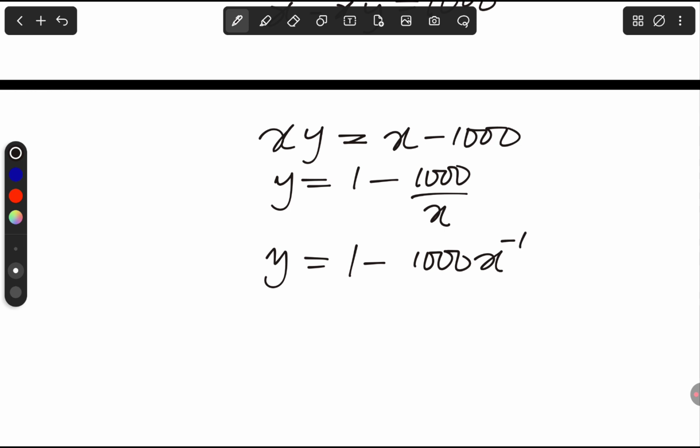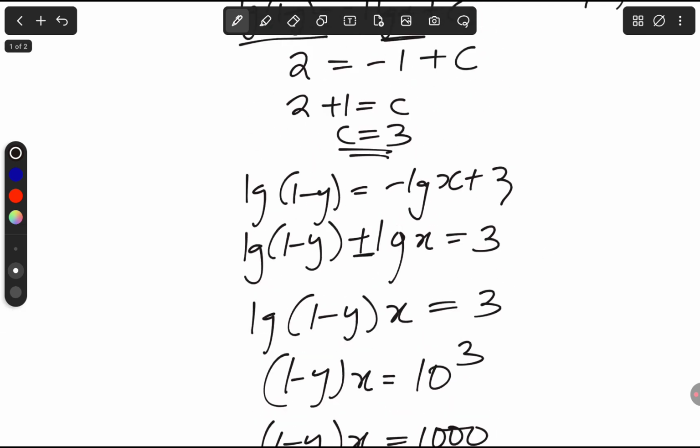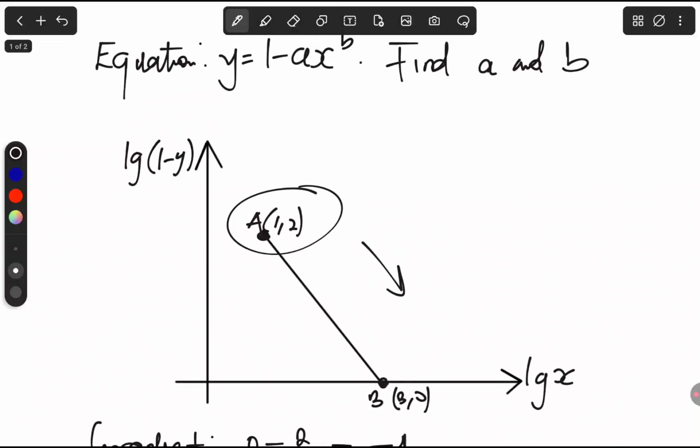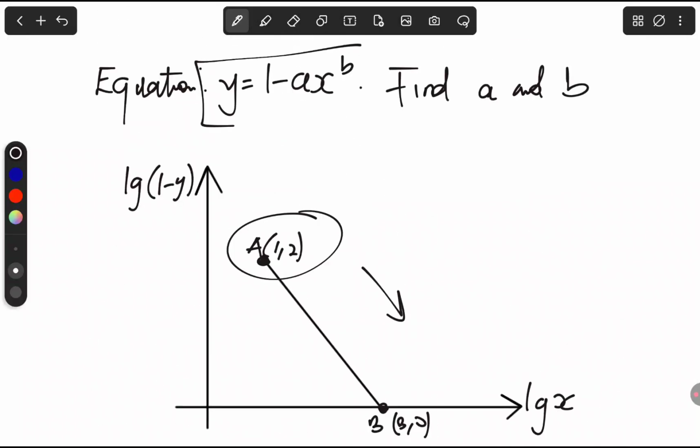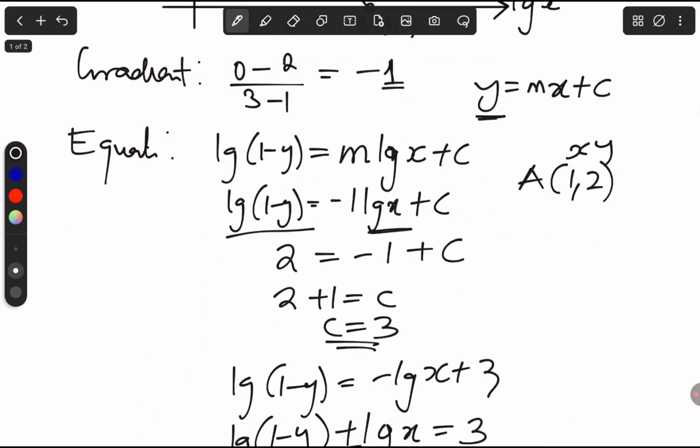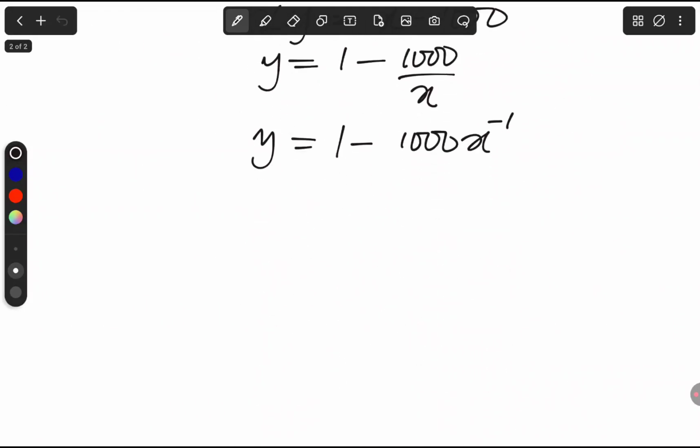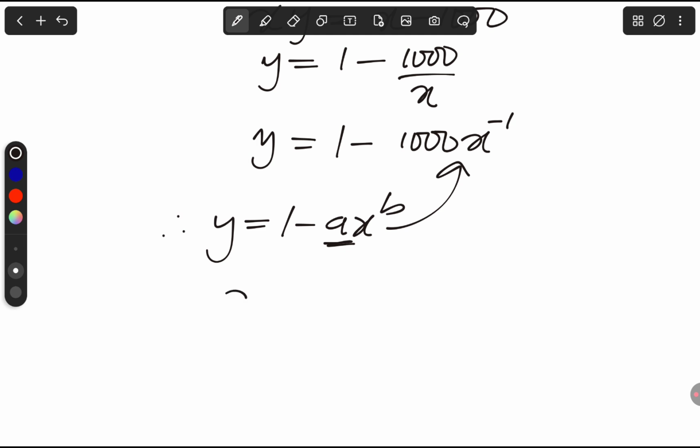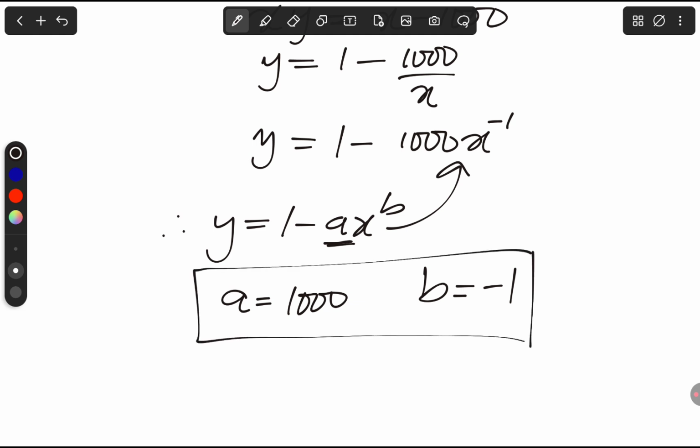Get the concept, right? Which corresponds to this equation. You see, right? Which corresponds to that equation. Our equation was y equal to 1 minus ax to the power b. So compare this with that, you discover that your a is just 1000 and your b is just negative 1. Boom.